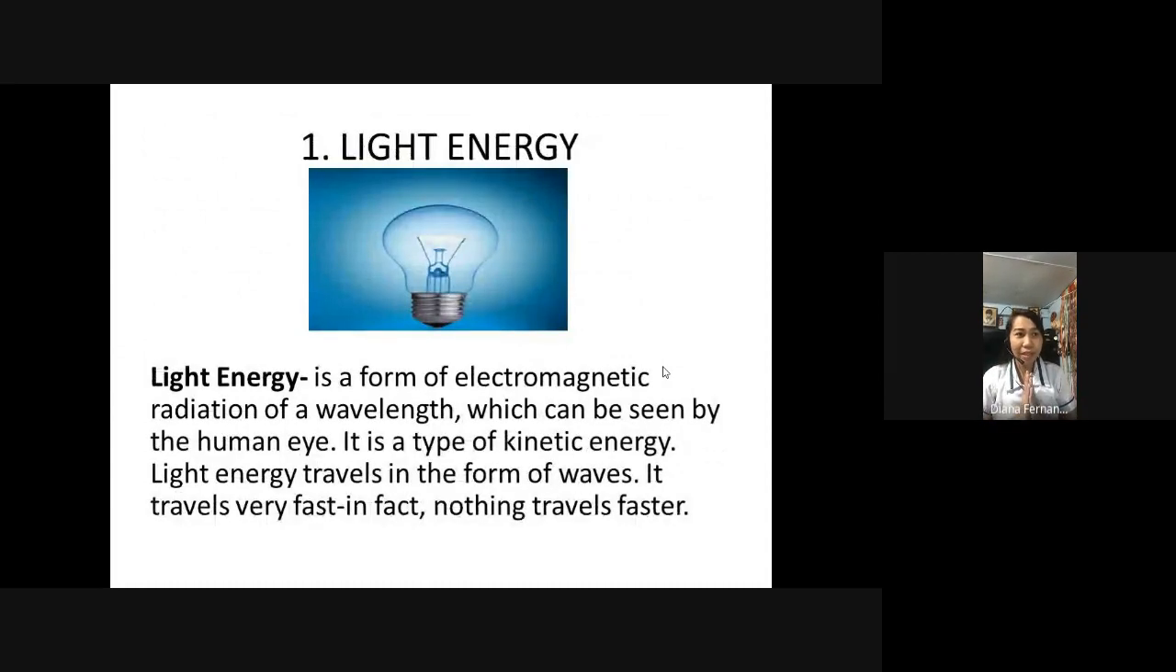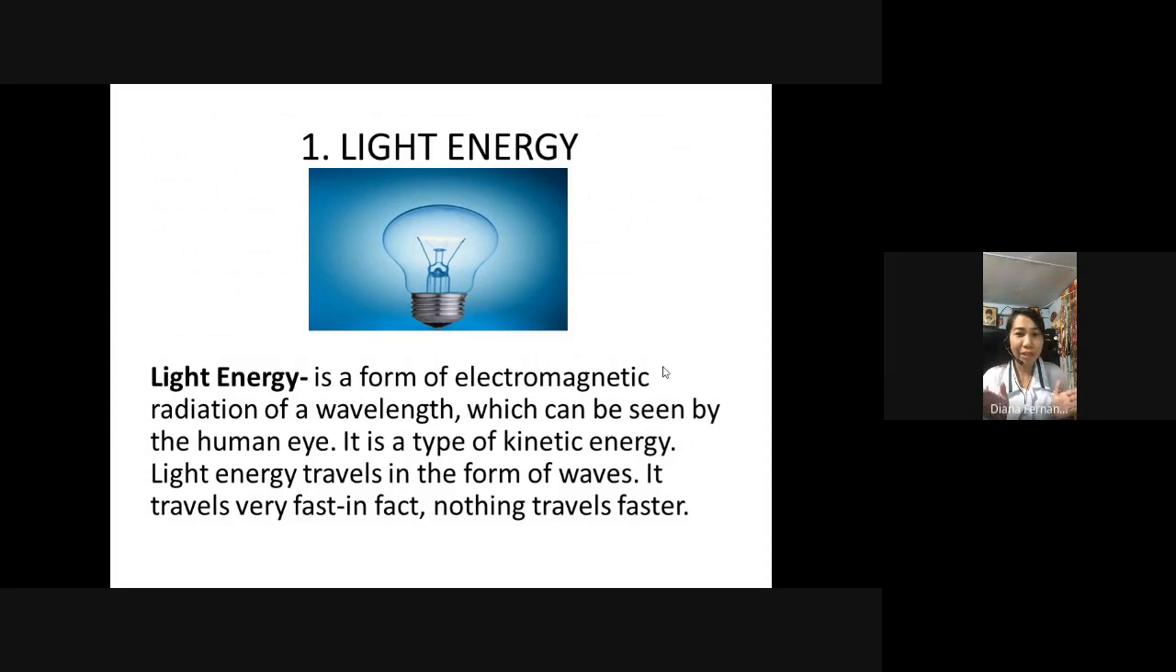So, let us discuss the first one, light energy. And what is all about light energy? Light energy is a form of electromagnetic radiation of a wavelength which can be seen by the human eye. It is a type of kinetic energy. Light energy travels in a form of waves and it travels very fast. In fact, nothing travels faster than light energy.